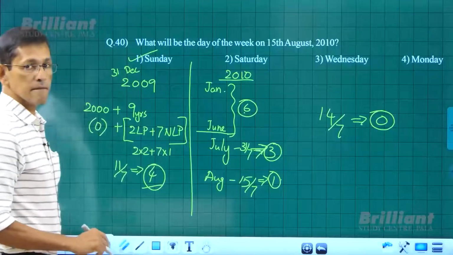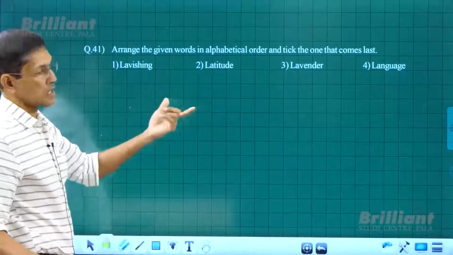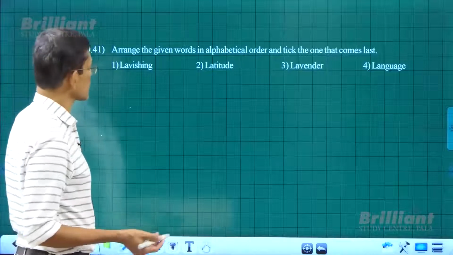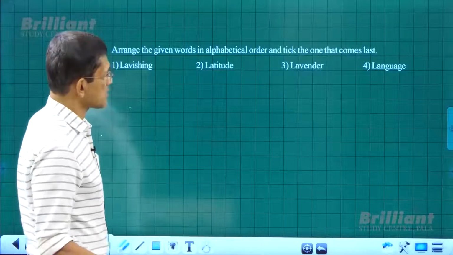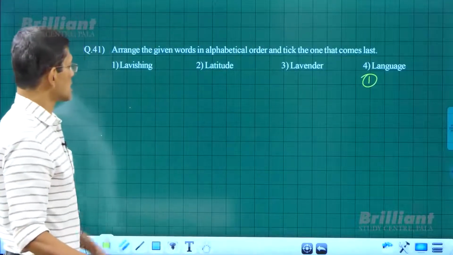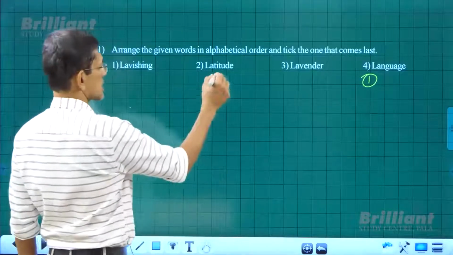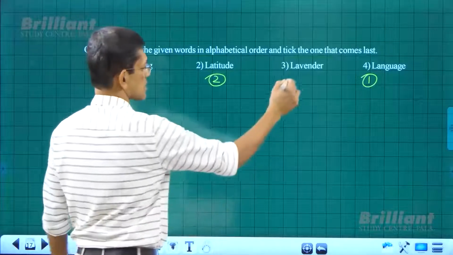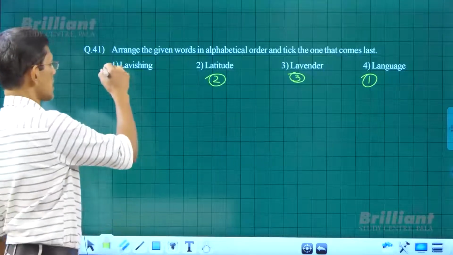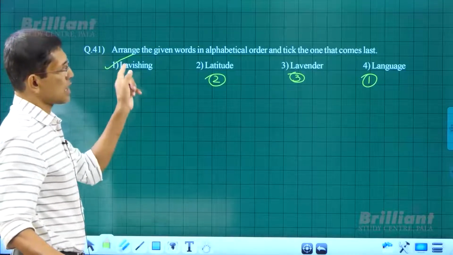That's the case. So question number 41. Here, arrange the given words in alphabetical order and tick the one that comes last. We are looking for the one which comes last. So when we look at it, which one comes first? This one comes first. And which one comes second? These are L-A-V, this is L-A-T, this is L-A-V. So this one comes second. And which comes third? This one comes third, lavender, and this is lavishing. So this is the last one in the alphabetical order. So that's the answer.